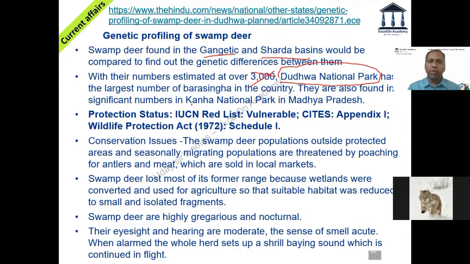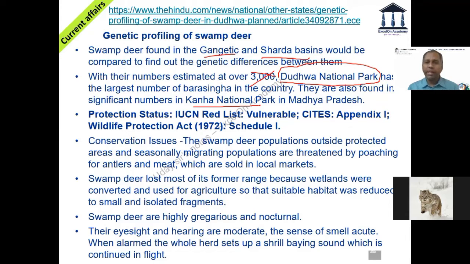It's also found in Kanha National Park. So that's a good lead, no? Kanha also has tigers. Dudhwa also has tigers. Barasingha is there in both. So you can easily attach a predator-prey relationship between them. Protection status, I have made it bold so that you should try and remember it.